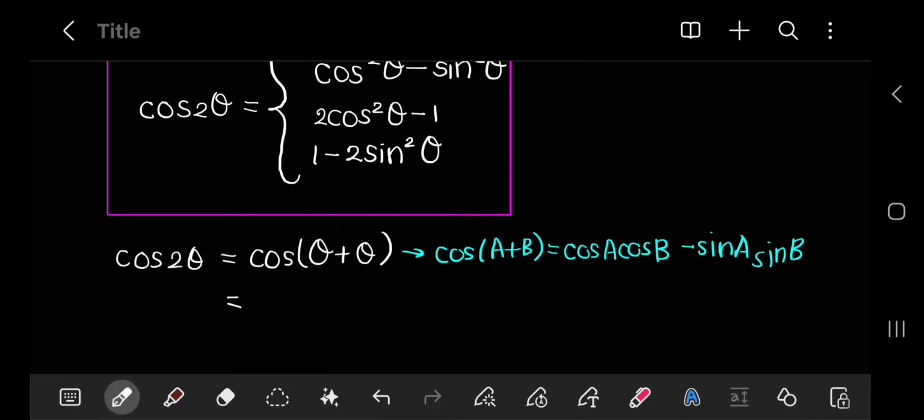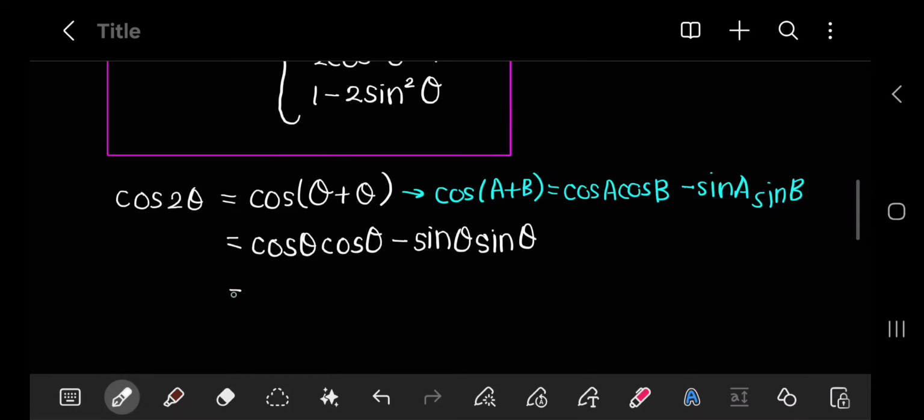So that is the format that we are going to use to expand this. Now, it is cos of the first angle times cos of the second angle. And in this case, both our first and second angle are both theta. So it's going to be cos theta times cos theta. Now, if there's a plus in the bracket, then we have a minus in between the terms. So we're going to have a minus, and then it is sine of the first angle times sine of the second angle. So here it's going to be sine theta times sine theta.